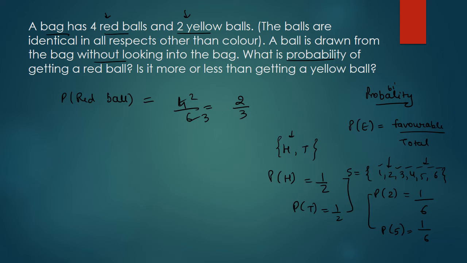Now is it more or less than getting a yellow ball? So firstly, let's find the probability of a yellow ball. Yellow ball is 2 by 6, right? Yellow balls are 2 in number, in total 6. So 1 by 3. Which one is greater? Denominator is the same, so numerator 2 is greater. Probability of a red ball is more than getting a yellow ball. Okay, this is how you can solve.